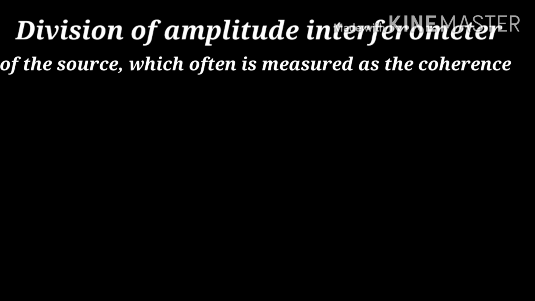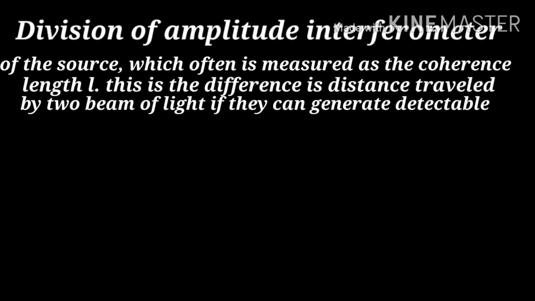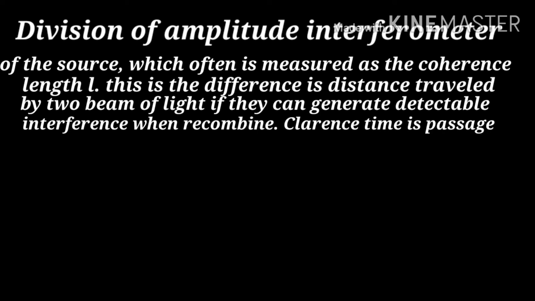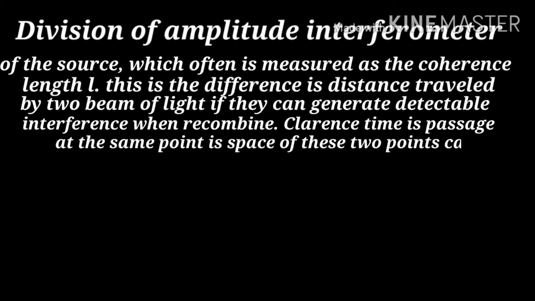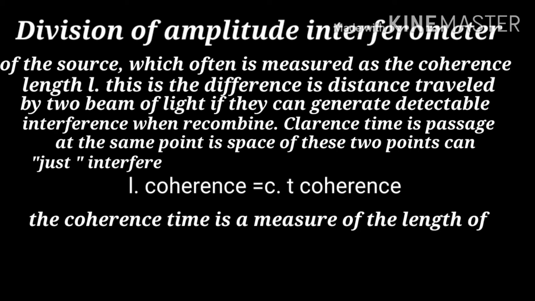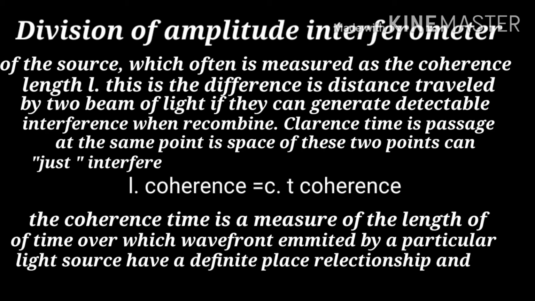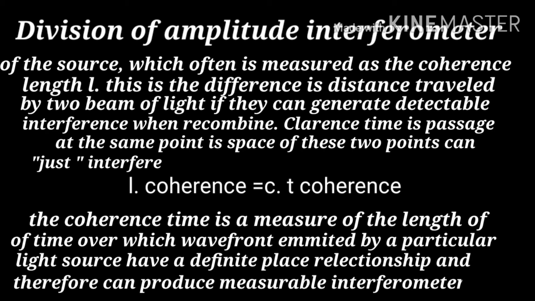The coherence of the source is obtained by measuring the coherence length L. This is the difference between the distances travelled by the beams of light. If they had generated a measurable interference when recombined, then coherence time applies to each path at the same point in space. These two points can interfere, and the coherence length equals c times the coherence time. The coherence time T is a measure of the length of time over which the wavefront emitted by the particular light source has a definite relationship, and therefore can produce measurable interference.